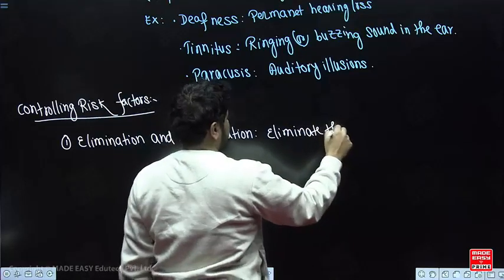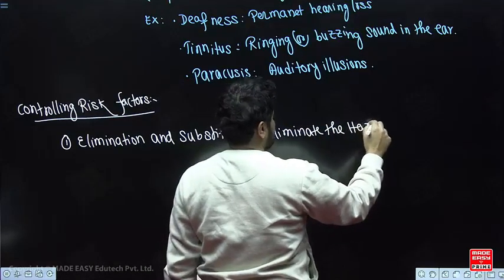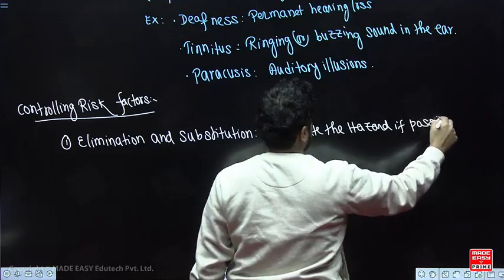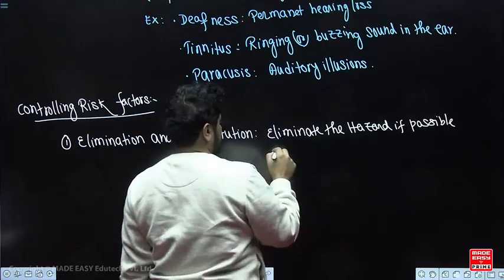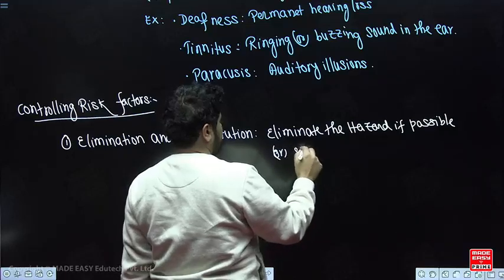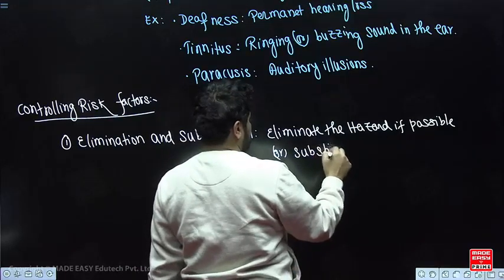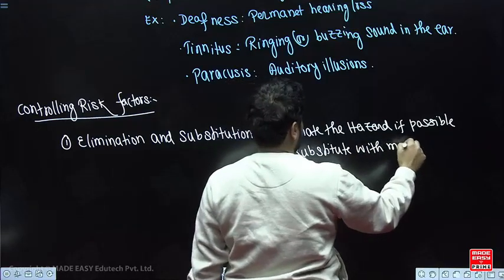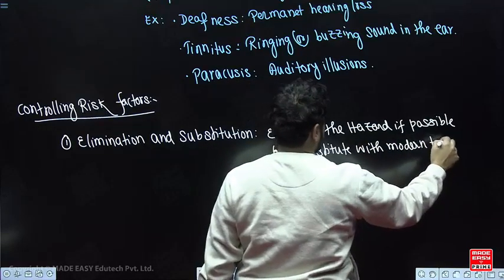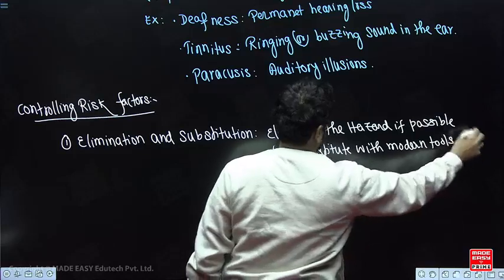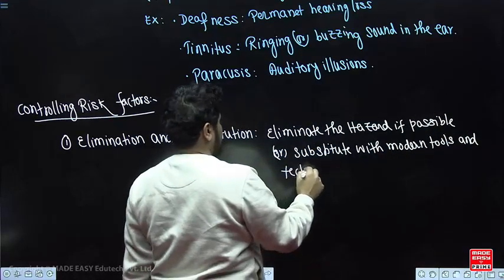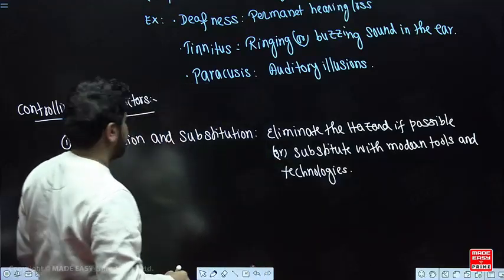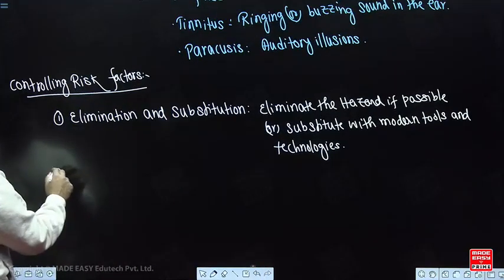Eliminate the hazard, or if possible, अगर possible है eliminate the hazard, or substitute with modern tools and technologies. Correct. Second one, it is called as engineering control.